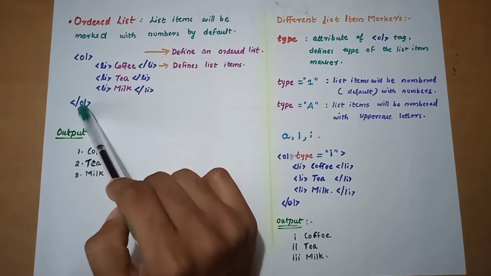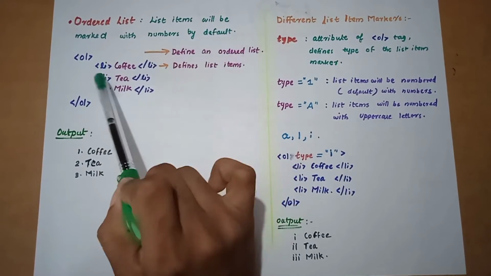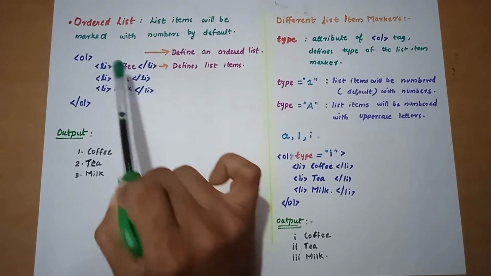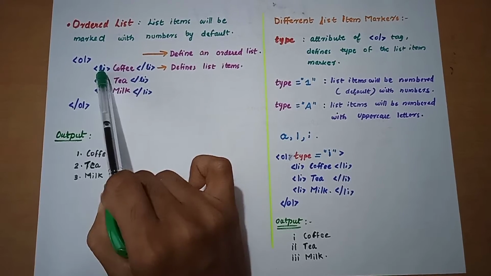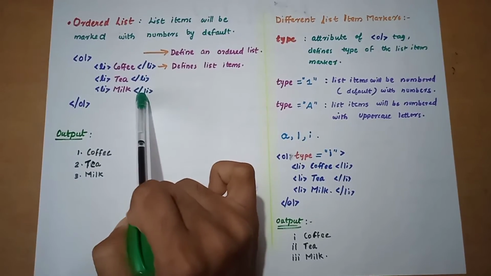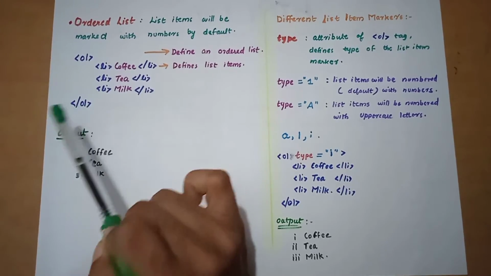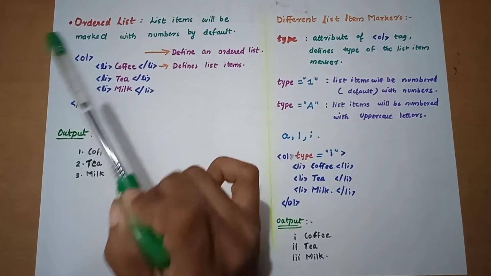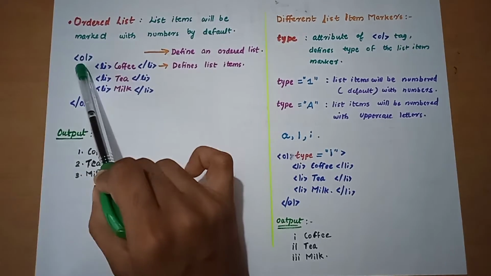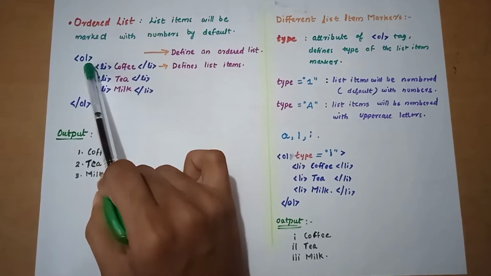The tag we use to define the ordered list is OL. OL defines an ordered list, and LI, we know, defines the list items. List items are normally defined using LI tags. This is a simple code like what we already saw. There's only one change: that was an unordered list, so we used UL there, and here this is the ordered list, so we used OL.